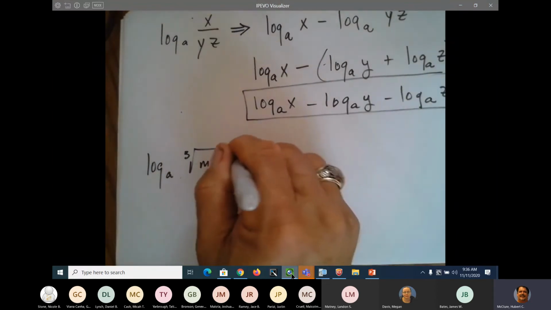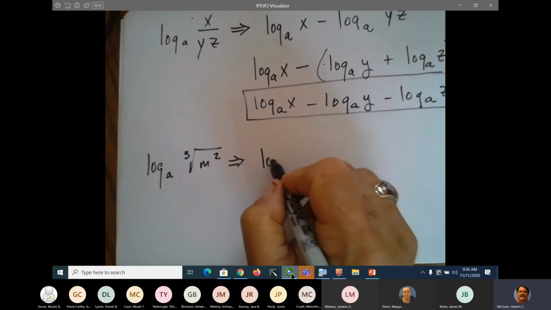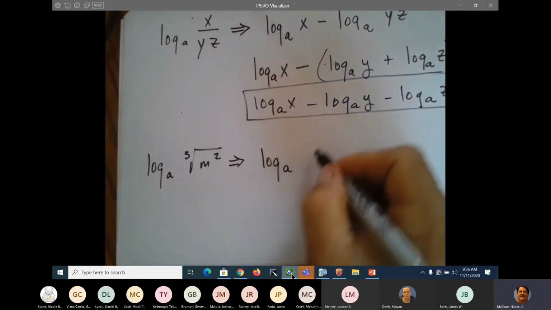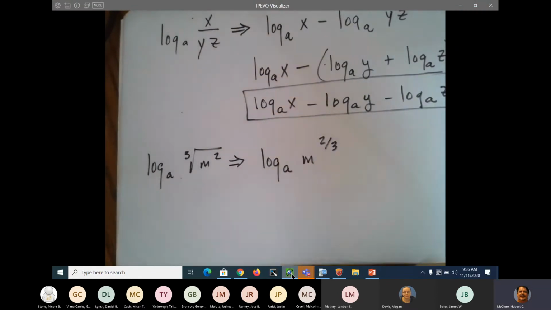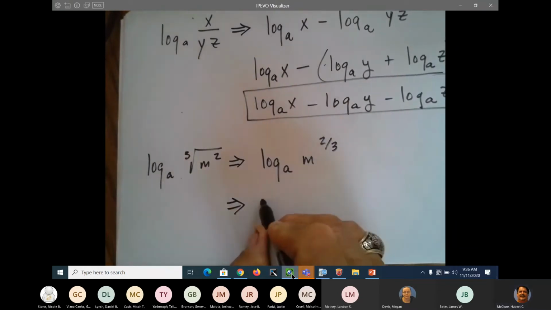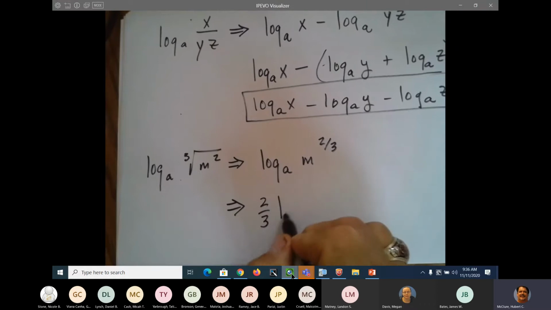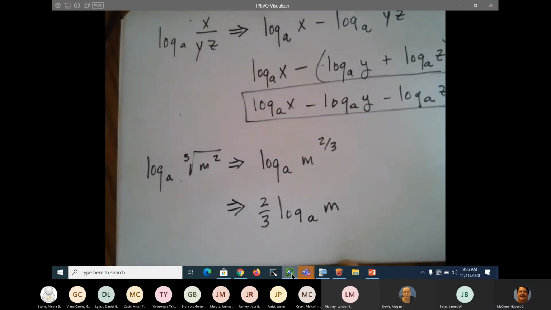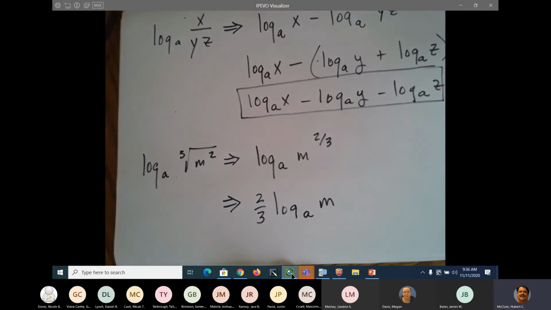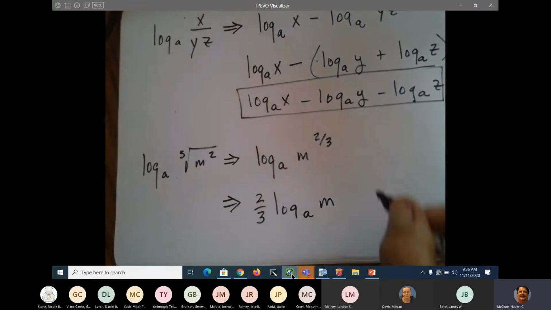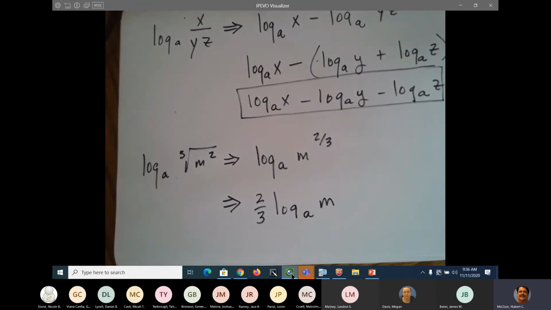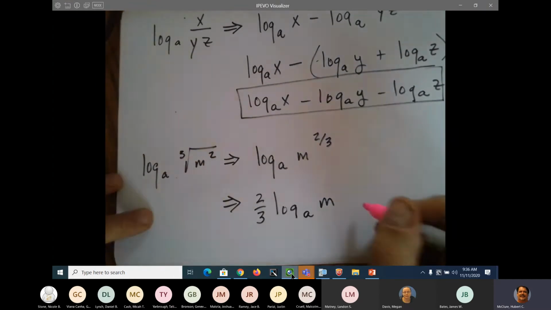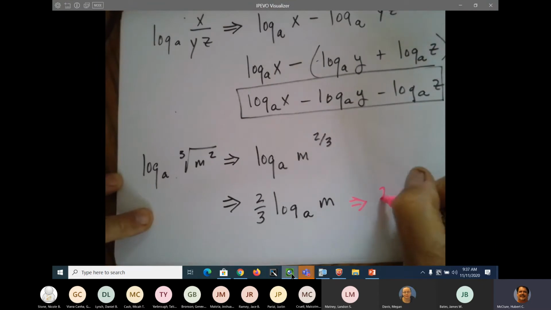Here, the first thing I'm going to do is I'm going to rewrite it. Log base A of m to the 2/3 power. And then I'm going to bring that out. And that's going to be 2/3 log base A of m. Now, there's really not anything you can do there. I'm going to do the change base formula, and I'm going to do that in pink because you don't have to. But I'm just trying to help y'all out.